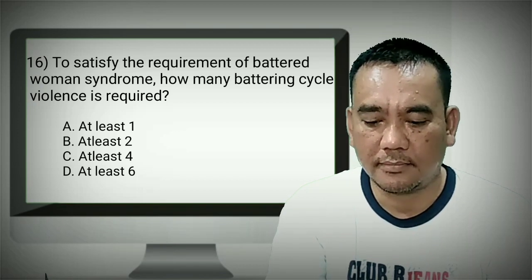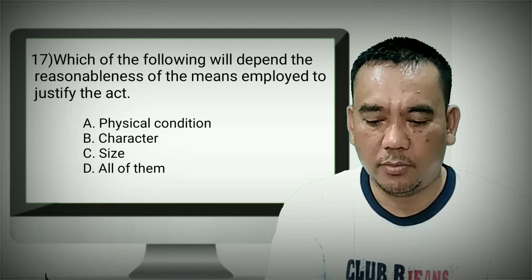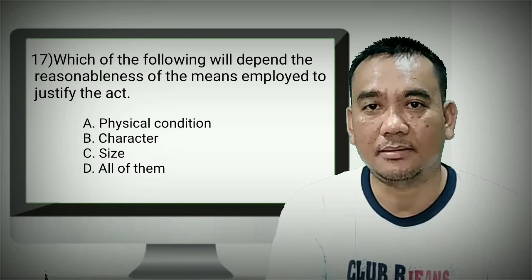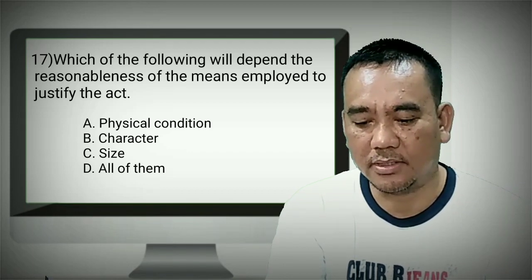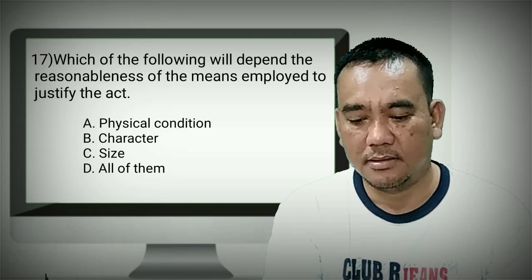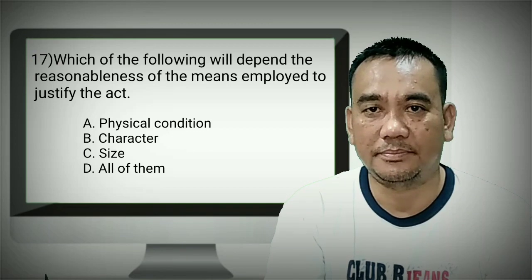17. Which of the following will depend the reasonableness of the means employed to justify the act? A. Physical condition. B. Character. C. Size. Or D. All of them.